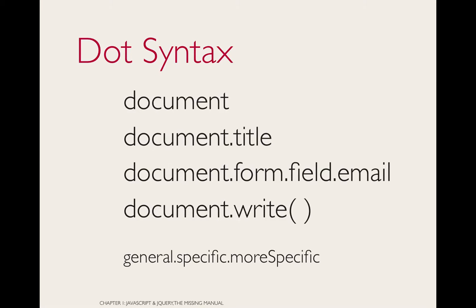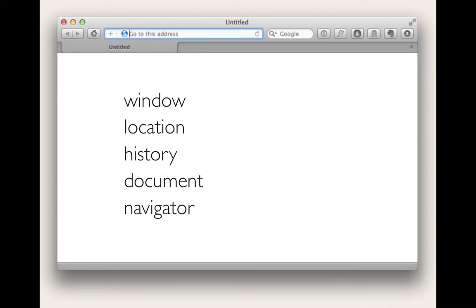So in a web page, you might have a document. A document might have a title. A document might have a form that has a field with an ID of email. Or you might have a command for the document to write. General to specific, left to right. The minute you open up a window in a browser, you've got at least 5 objects. You've got the window, you've got a location of the window, you've got a history of the window, you have document that belongs to the window, and you have navigator, which we'll talk about later.